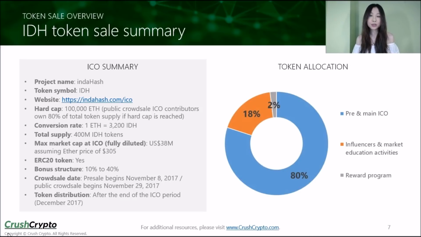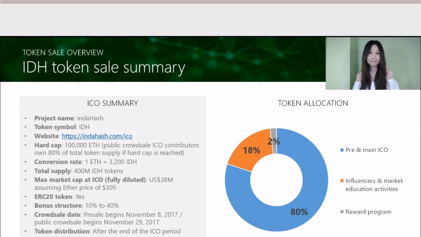This chart here shows how the tokens will be allocated. 80% will be going to ICO contributors, 18% to influencers and for marketing activities, and 2% will be allocated to the reward program.